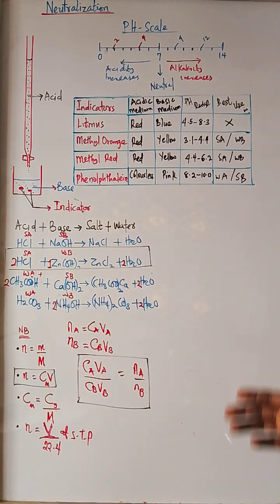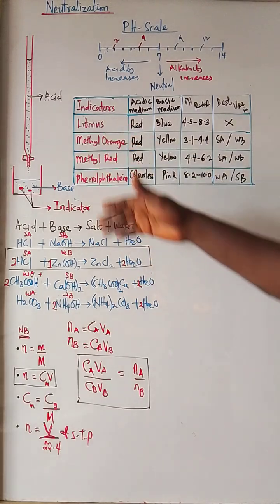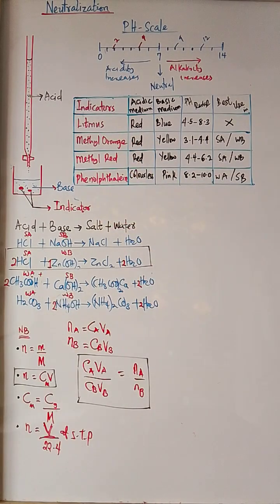So what if you have strong acid, strong base? If you have strong acid, strong base, you can use any indicator. We can use methyl orange, methyl red, or phenolphthalein. Any of these three can be used as an indicator for strong acid and strong base. What about weak acid and weak base? None of them. For the titration of weak acid and weak base, there is no suitable indicator. We have other ways we can determine the endpoint, and it is mainly because the endpoint will not be sharp.